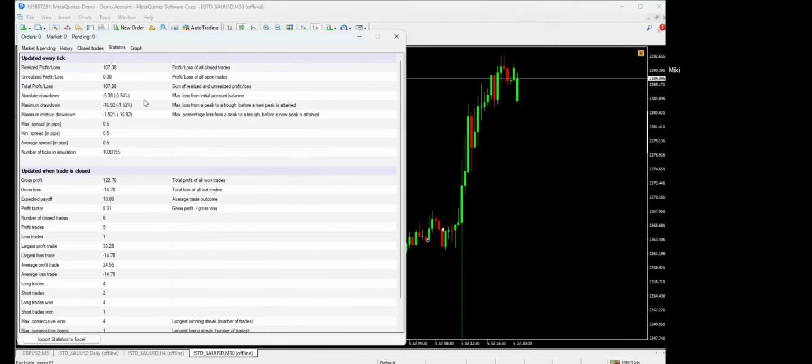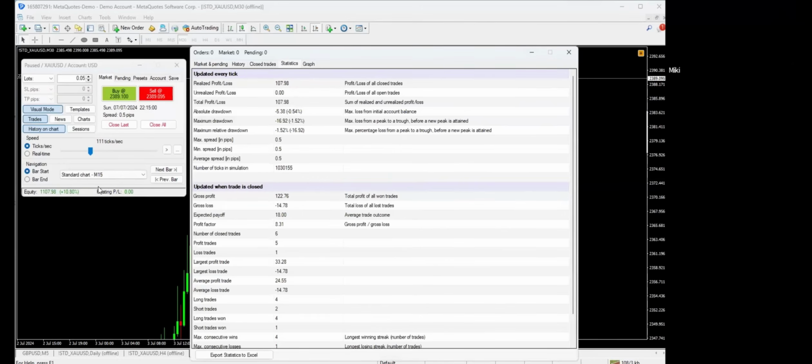So the statistics are not bad. Ended the week with 10.8% just based on this strategy. One loss, no break evens. Absolute drawdown looks 1.52. Not bad. About $16 worth of drawdown. Gross profit 122, and then obviously the little bit of the loss, 14. So the loss was quite small, which is always the best.